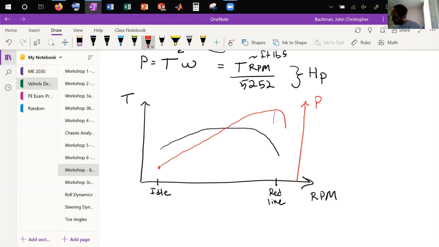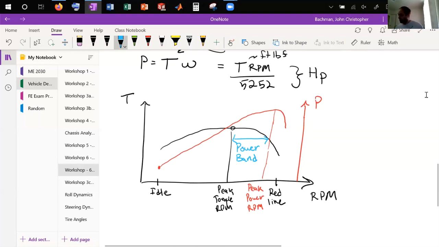So here's peak power, the peak power RPM. These are all RPMs on the horizontal scale. Right here, we might say is our peak torque RPM. And the RPMs between these two values we usually consider our power band. It's the area where we want to keep our engine. It's usually after the torque flattens out or starts to decrease after it reaches its maximum.